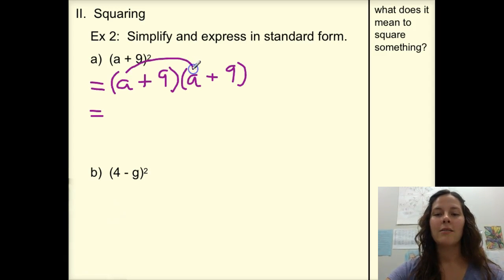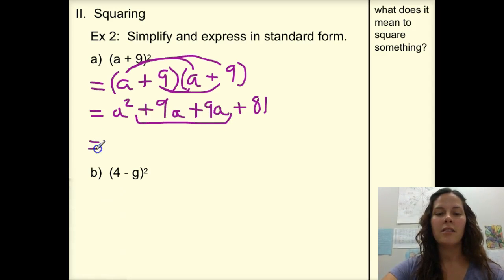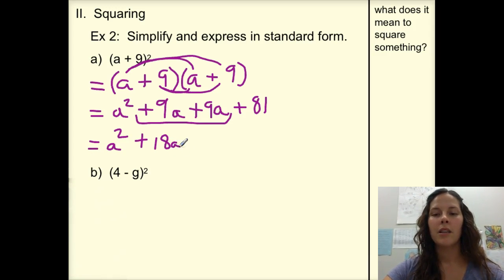So we've got a times a is a squared. A times 9 is a positive 9a. 9 times a is another positive 9a. And 9 times 9 is 81. So if you notice this time, the middle terms look the same like they did on the last one, but they have the same sign. So instead of canceling, we add them together. So we've got our a squared, the 9a plus 9a gives us a total of 18a, plus 81.